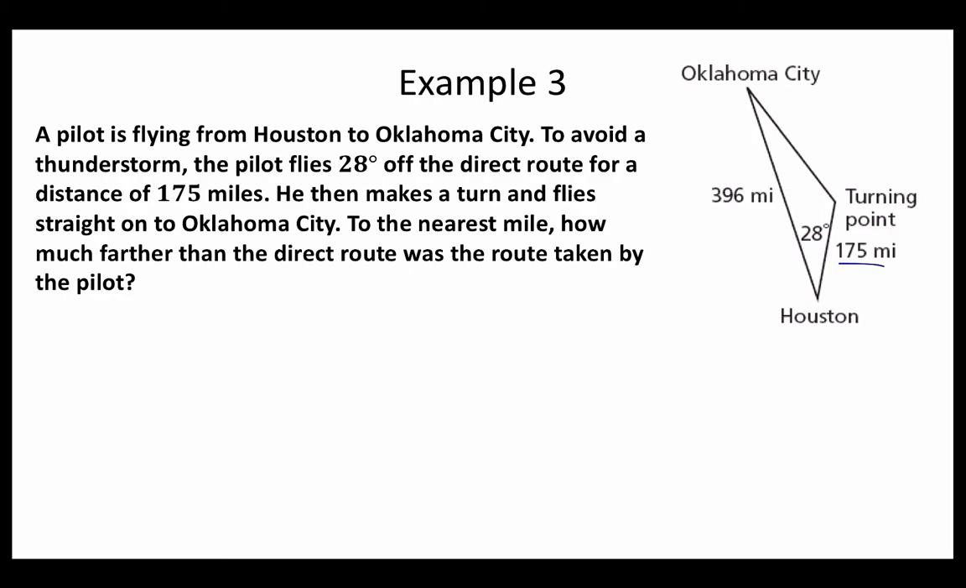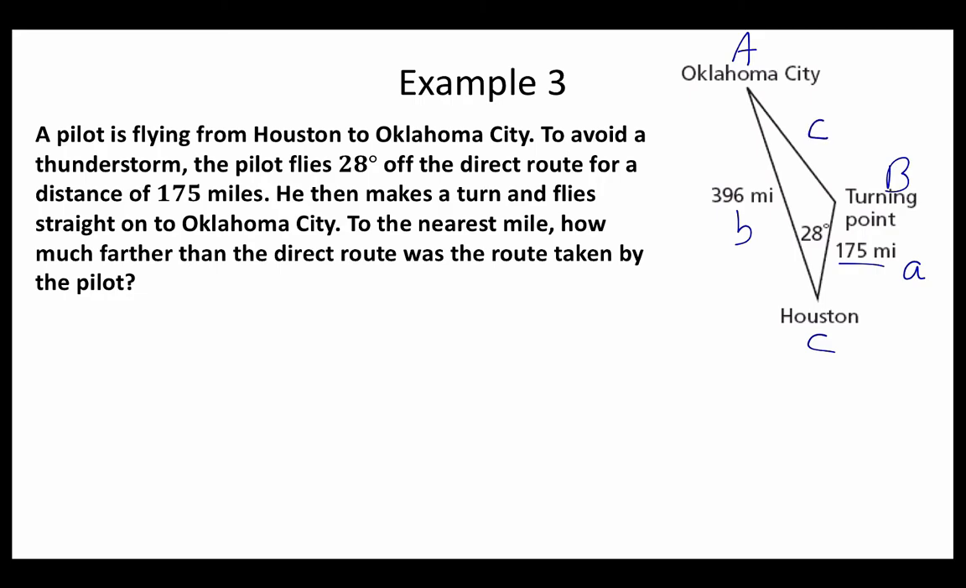So we just need to label these. Just for kicks, I'm going to label Oklahoma City A. I'm going to label the turning point, wherever they turned, as B and Houston as C, which then we're going to label the opposite sides. So the opposite side of B, the 396, that's lowercase b. Opposite of A, it's kind of hard to see from this weird angle, but that's down here, and we're going to be looking for that little guy there.